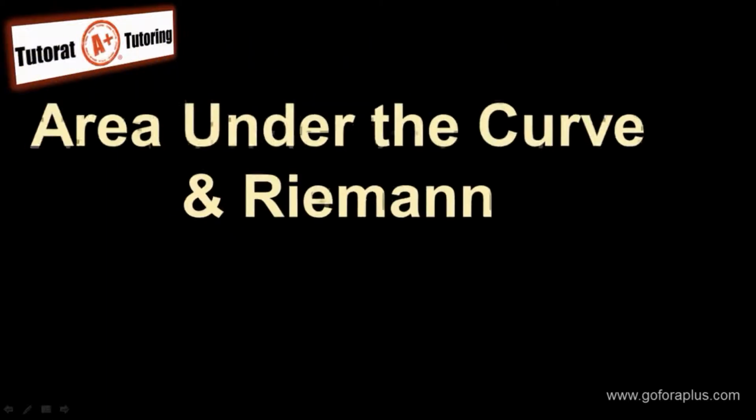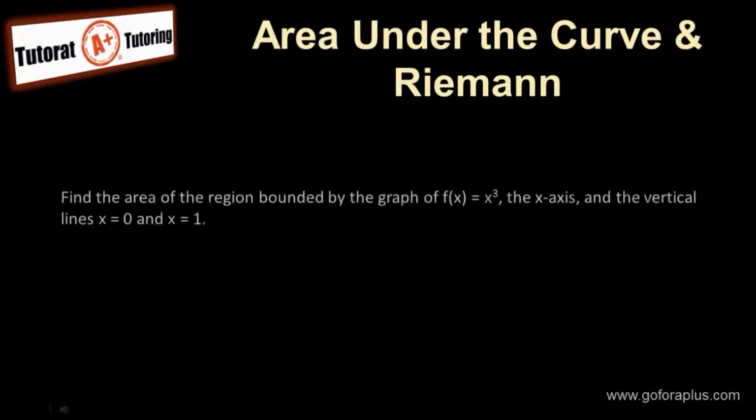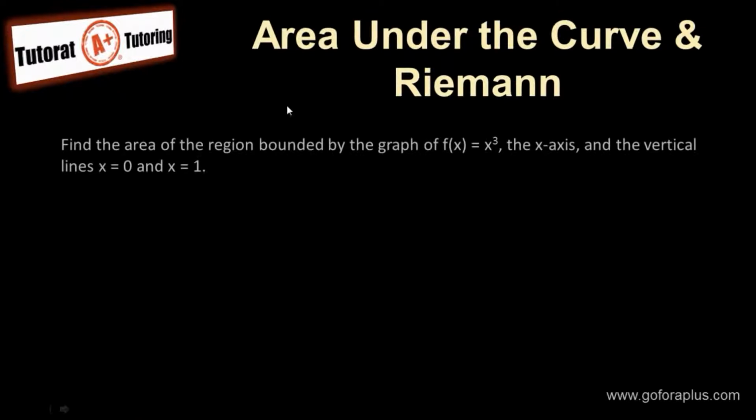In this session, I'm going to talk about the area under the curve. I'm going to show you how to evaluate the area under the curve using the limits. From the question, we can see that we need to find the area of the region bounded by the graph f of x equal to x cubed, the x-axis, and the vertical lines x equal to 0 and x equal to 1. Now, what does it really mean?